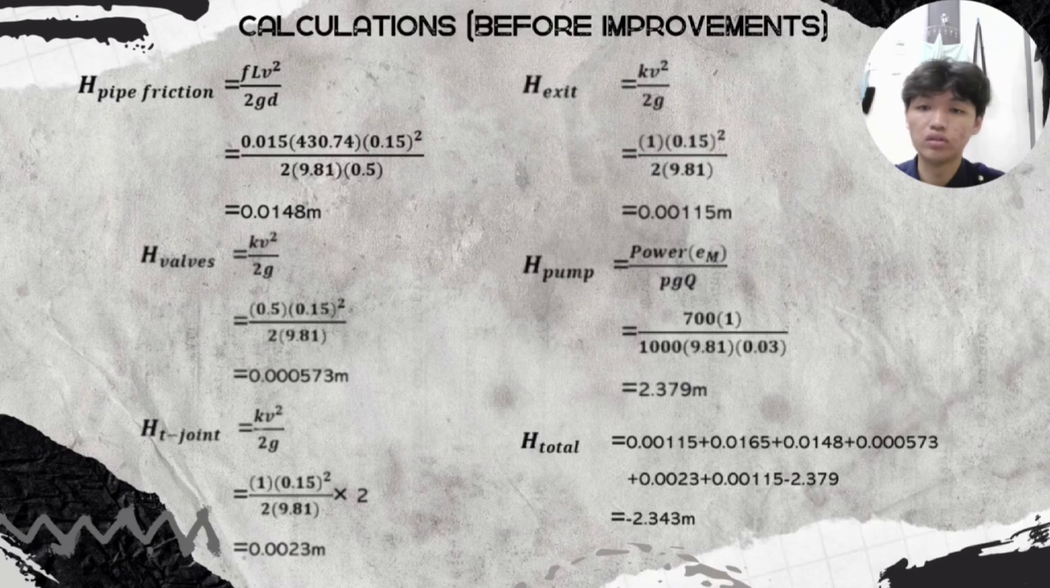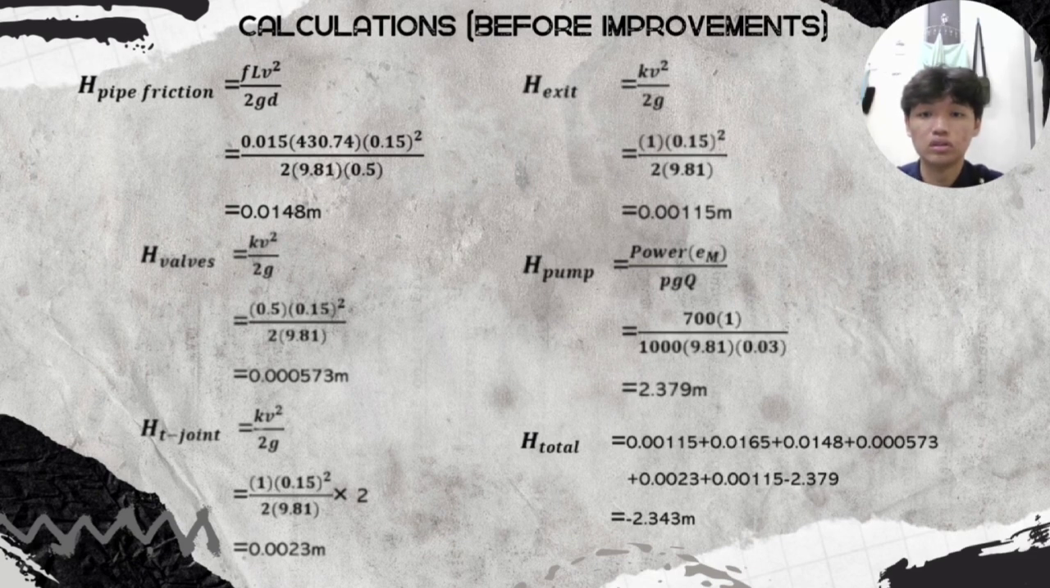H T joint equal to kV squared over 2g. So 1 times 0.15 squared divide 2 times 9.81. The answer we need to times 2 because there's 2 T joint. The answer is 0.023 meter. H exit equal to kV squared divide 2g. So 1 times 0.15 squared divide 2 times 9.81. The answer is 0.00115 meter. H pump equal to 700 times 1 divide 1000 times 9.81 times 0.03 equal to 2.379 meter.